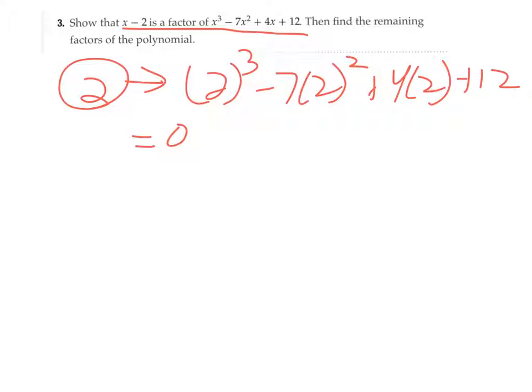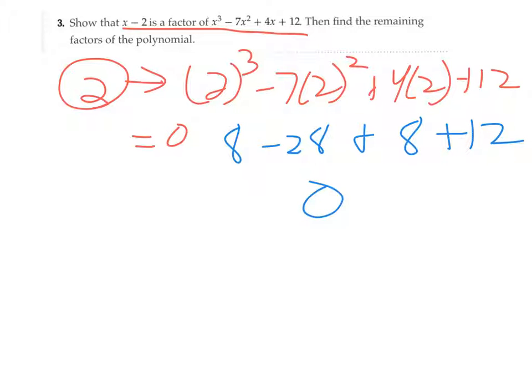So let's go through. This is 8. 4 times -7 is -28. This is 8 plus 12. And when we do the math, we get 0. So that means x minus 2 is a factor. The problem with the substitution method is it doesn't give us our other polynomials.